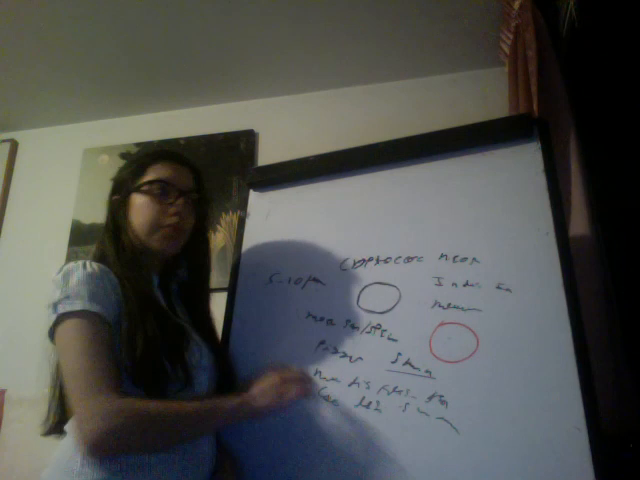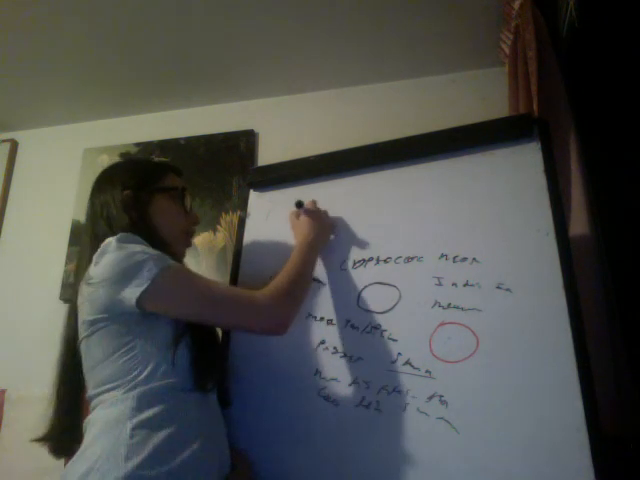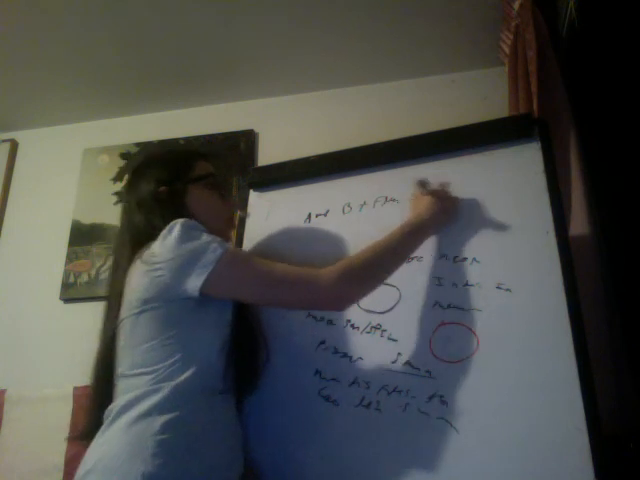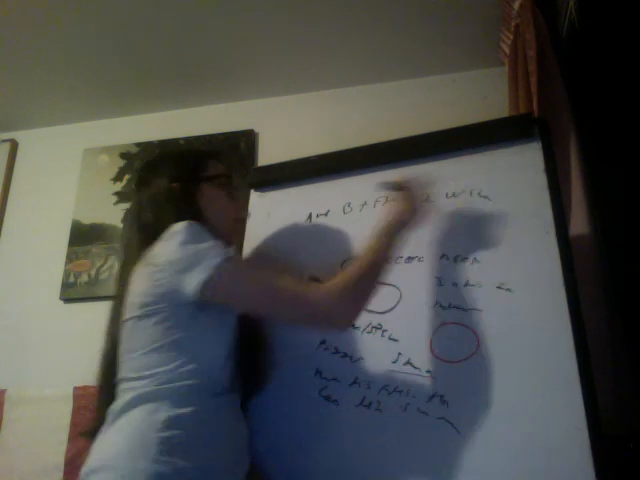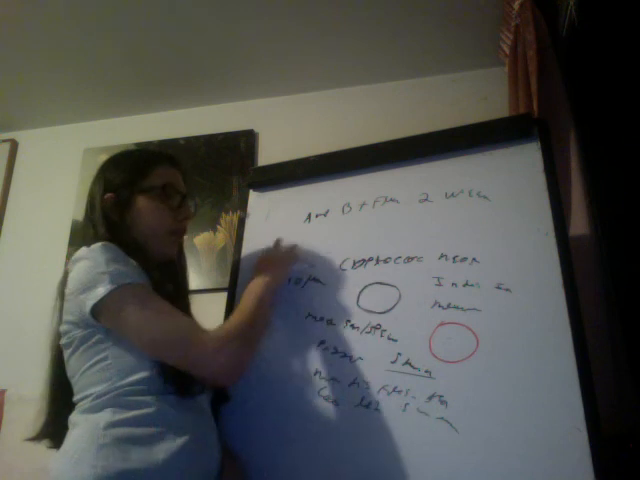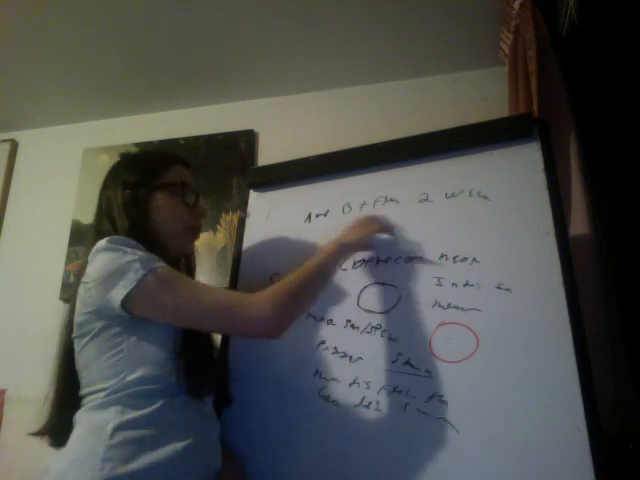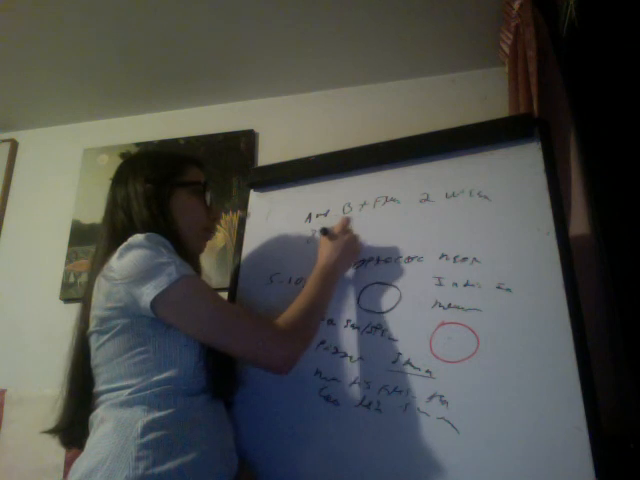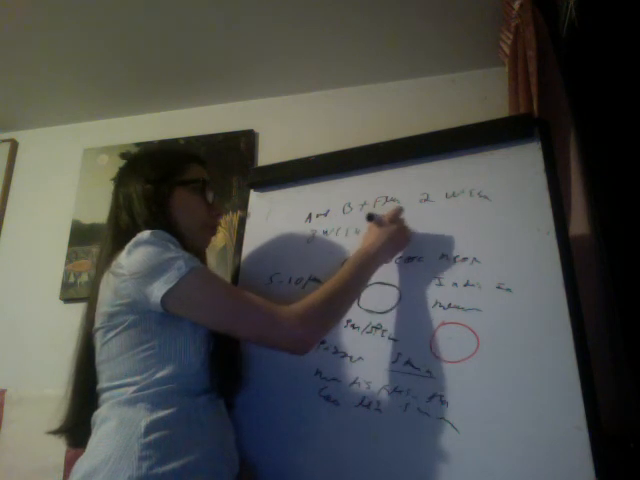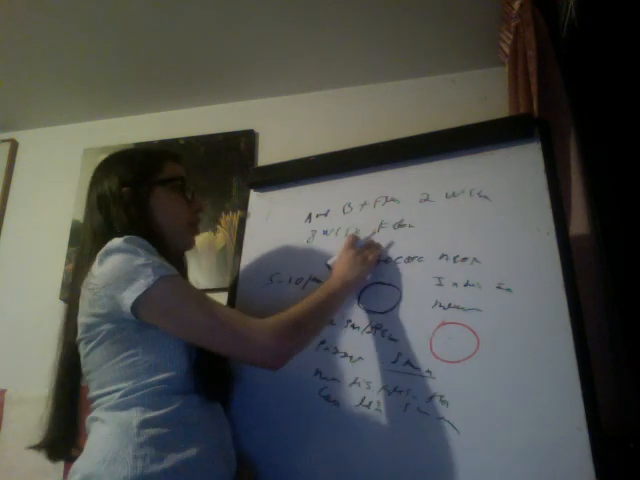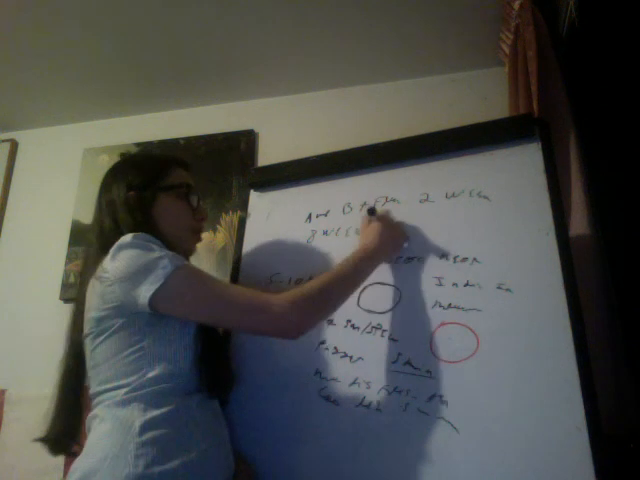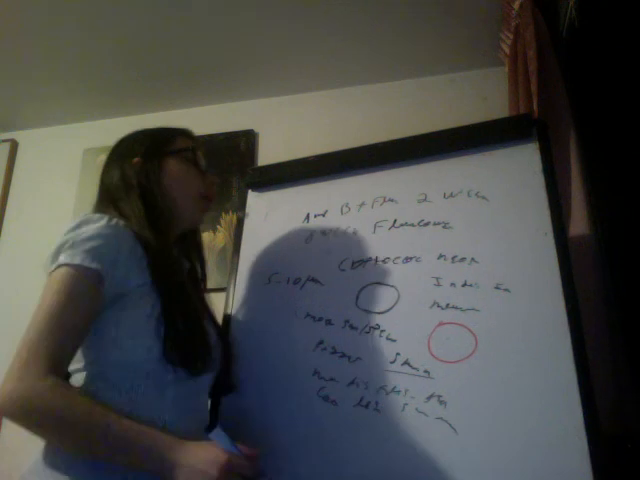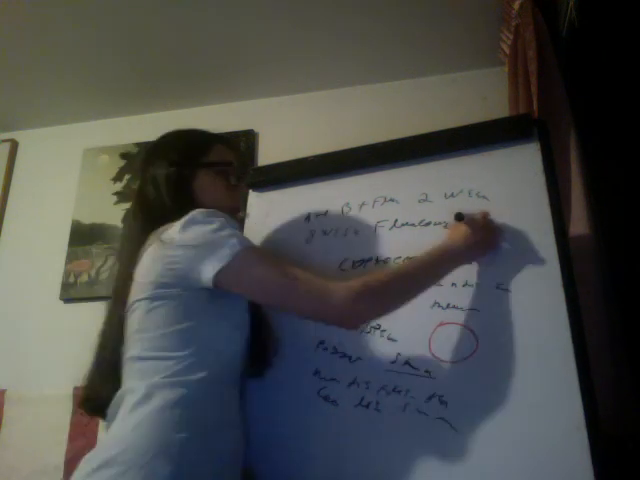Now the treatment is amphotericin B plus flucytosine for 2 weeks. After that, if the patient is getting better, we discontinue these 2 medications and we give 8 weeks of ketoconazole. Sorry, what am I saying? Of fluconazole. And this is the consolidation phase.